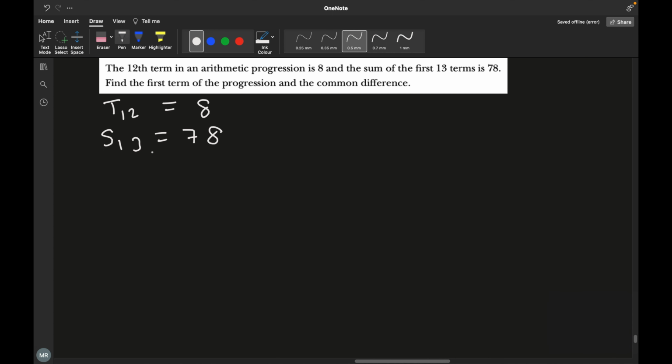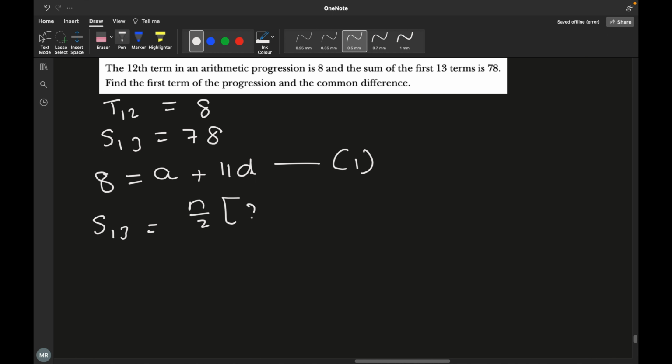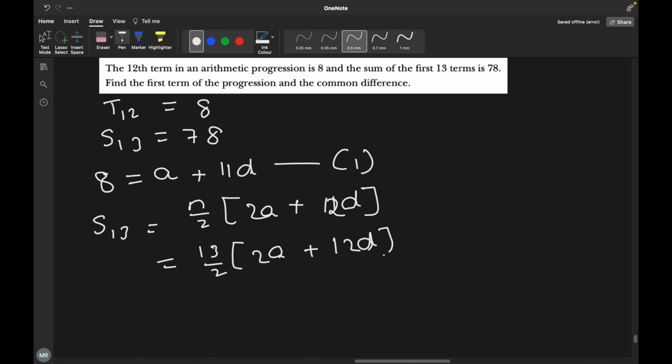Okay, we know that the nth term is a plus n minus 1 d. So 8 is a, which we don't know, plus 11d. So this is our first equation. Now we know that the sum of 13 is n divided by 2 multiplied by 2a plus 11d. No, sorry, 12d. We can write 13 divided by 2 multiplied by 2a plus 12d.